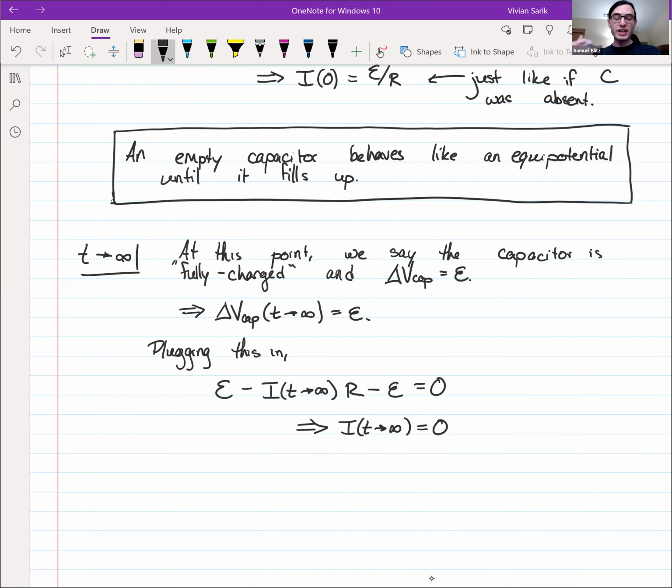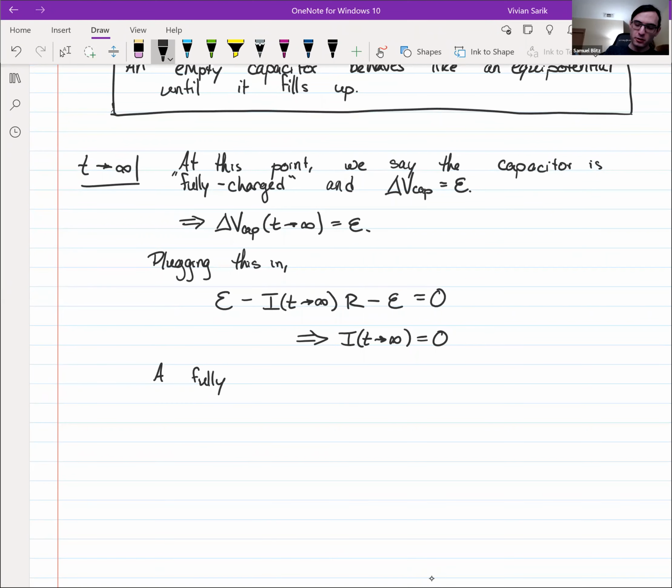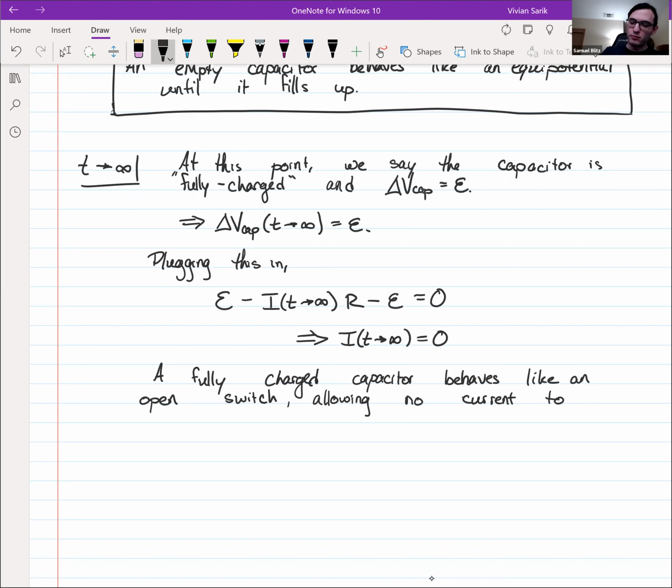Just like how an empty capacitor behaves like an equipotential, i.e. just a wire, until it fills up, a fully charged capacitor behaves like an open switch, i.e. no current can pass through it, until it's discharged. So those are the two limiting behaviors of capacitors.